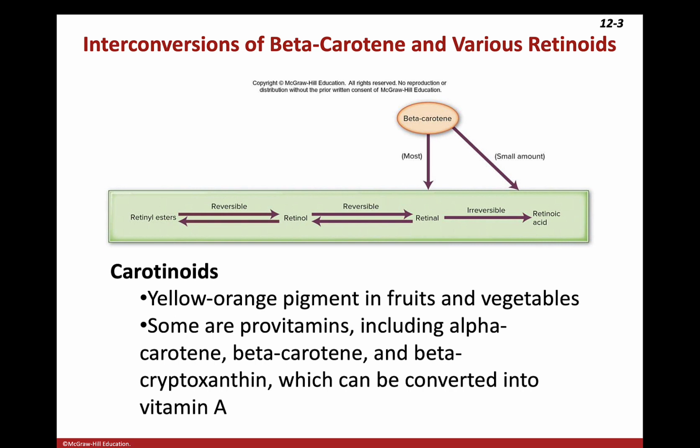Now, carotenoids are yellow-orange pigments that we find in fruits and vegetables. Many of them are provitamins, including alpha-carotene, beta-carotene, and beta-cryptoxanthin, which can be converted into vitamin A. Here we're looking at beta-carotene. The majority of that will be converted into retinal, although some will be converted into retinoic acid.